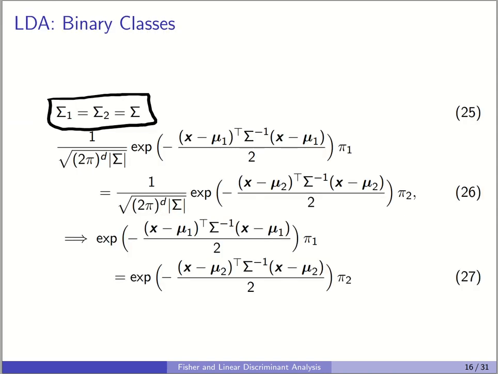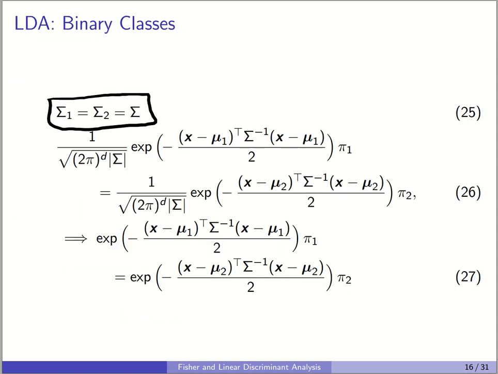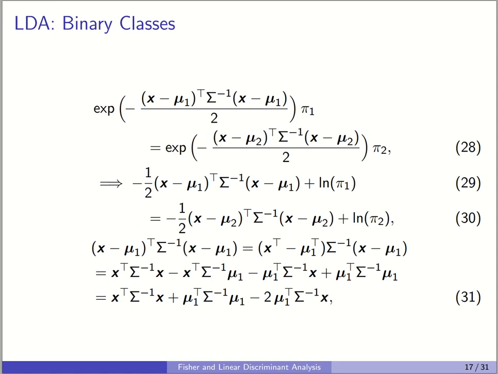So we put them as sigma in this formula. We replace sigma 1 and sigma 2 by sigma, and we will have equation 26. So these two terms are cancelled, and we only have exponential terms and pi terms. So it will have equation 27, which is repeated in equation 28. Then let's take log or ln, natural log, from the sides. We'll have this equation 29 and 30.